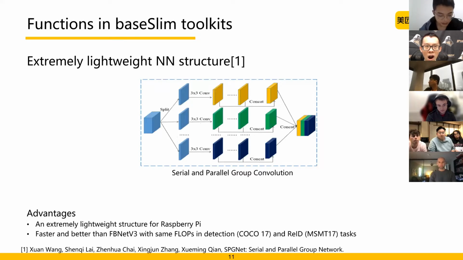Besides, we use the serial and parallel group convolution in our backbone, which is proposed in SPGNet. It is an extremely lightweight structure for Raspberry Pi and is faster and better than FBNet with the same FLOPs in detection and re-ID tasks.